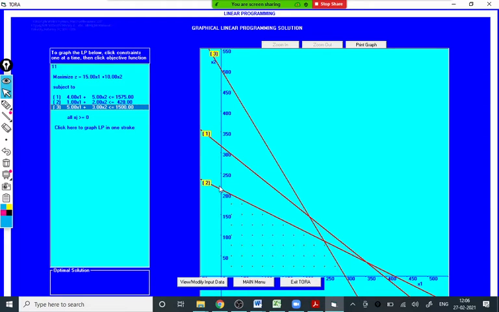And there is one theorem. The theorem says that the maximum value or minimum value always occurs at one of the corner points of the feasible region. So this maximum or minimum value should be present at one of these corner points. So we should calculate the value of z at these corner points.